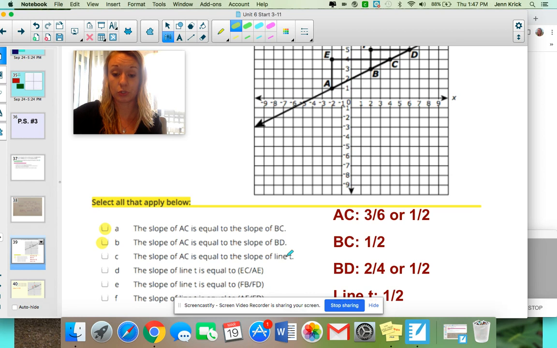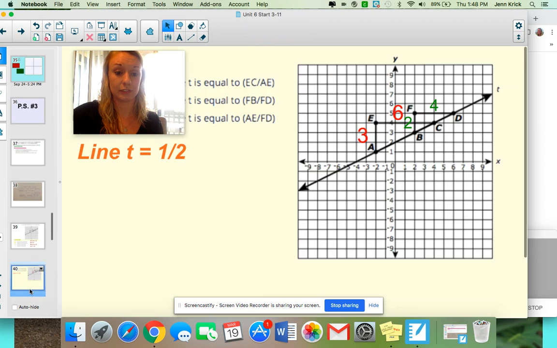AC is equal to the slope of line T. So AC is 1/2, line T is 1/2. That is also true. Now let's talk about these last 3 because this is something new and I'm not sure that we've seen it. There were about 2 or 3 of you that got it correct. So good job for you. All right, let's transition.